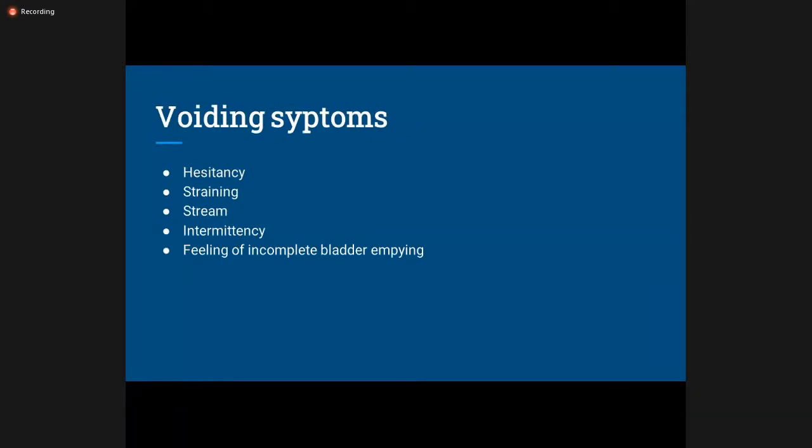Next, we'll move on to the voiding symptoms. These are the symptoms which happen during the voiding phase of urine. So, hesitancy. Hesitancy means somebody is unable to initiate micturition. Straining is that somebody strains during micturition. The stream gives us an idea of whether it is a good stream or a slow stream, and intermittency is clear by its word, and then there is the feeling of incomplete bladder emptying.